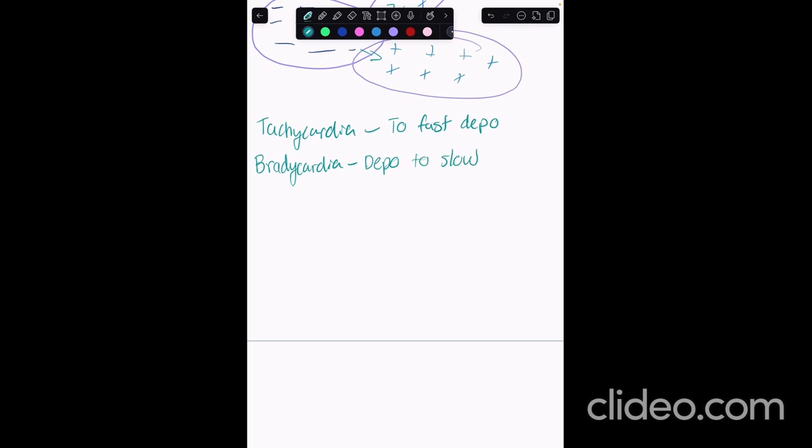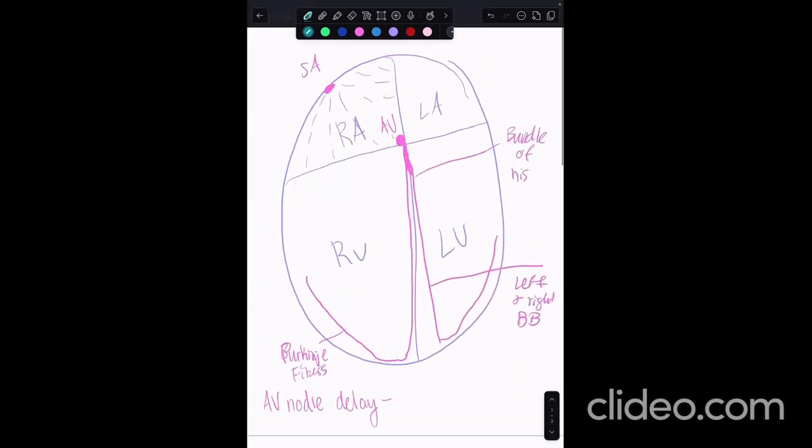So what happens is the signal received here in the SA node travels with bradycardia. Let's start there. With bradycardia, the signal is received very slowly across the atriums. And when it hits that AV node, the delay can be even more, causing the ventricles to not contract when they should be, when the blood has filled to 100%.